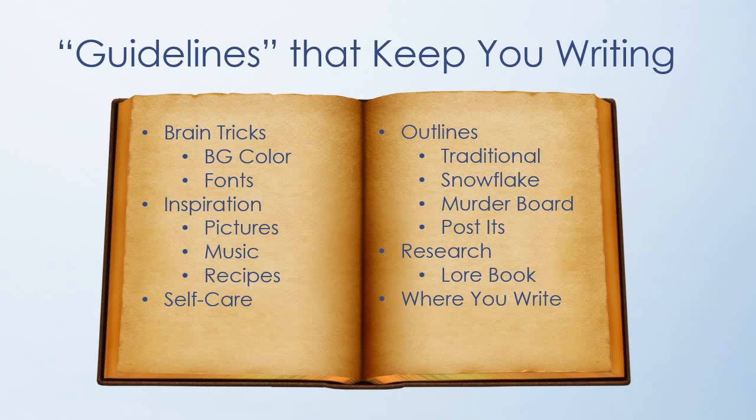Maybe you're having trouble getting to the end of the story because you don't know what the end of the story is, so you're meandering. So you need an outline, whether that's a traditional Roman numeral outline or a snowflake outline, or maybe you want to make a murder board with a timeline, or maybe you want to use post-it notes, or maybe you want to have a whole bunch of pictures and yarn and little push tacks, and create a messy web of conspiracy theories. Whatever helps you.